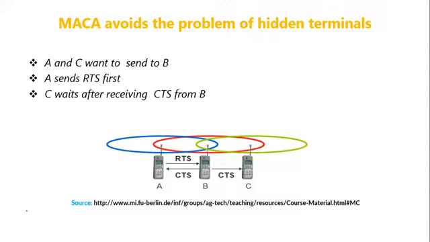But C will also understand that now B is communicating with A, so it will defer its communication. That is, C will not immediately send any RTS or any request to B stating that it wants to talk with B. So this is how the hidden terminal problem is overcome by using this particular algorithm, which is MACA, the multiple access collision avoidance technique.